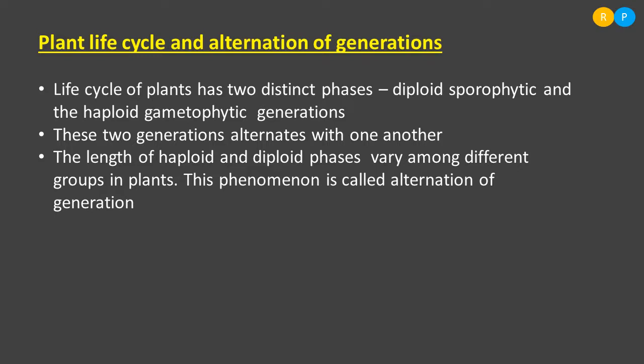The length of the haploid and diploid phase is not the same in all groups of plants. It varies among different groups of plants. So this phenomenon we call alternation of generation. There are 3 different types of life cycle that can be seen in different groups of plants. Algae show one type of life cycle, and gymnosperms, angiosperms, like that, different groups of plants show different kinds of life cycle. So now let us have a look at the kinds of life cycle in plants.